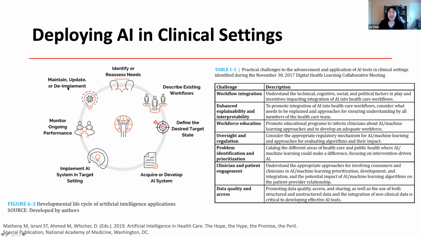And so there's a whole science behind this. Implementation science really tries to address all of these things. And again, I won't go into these, but this really talks about what the challenges are in the advancement and application of AI tools in clinical settings. And in addition to the data parts that we talked more about, all these other things need to be thought about when you actually want to put these things into practice.